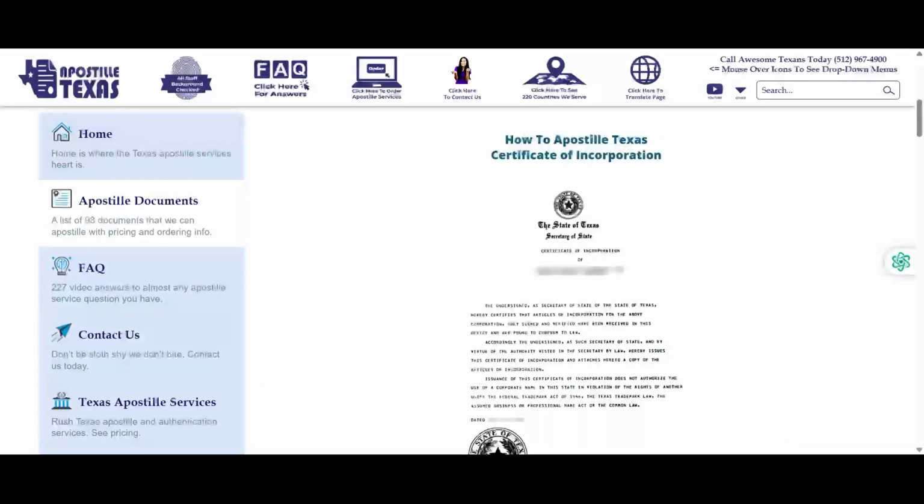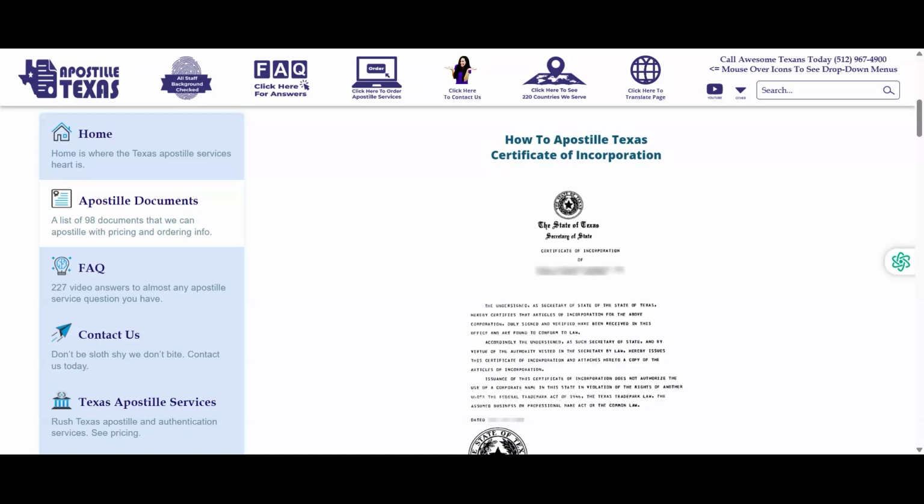Hi, if you're watching this video right now, it's probably because you need to understand where and how you can rush apostille a Texas Certificate of Incorporation document. What will it cost? What is the current turnaround and processing times? What are the exact steps that you need to follow to place the Texas Corporation's apostille order with us?